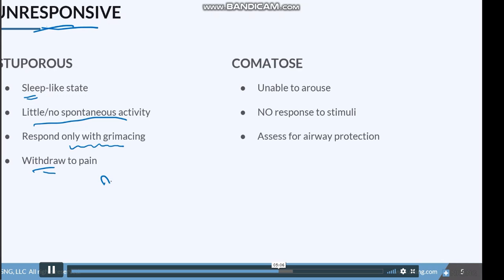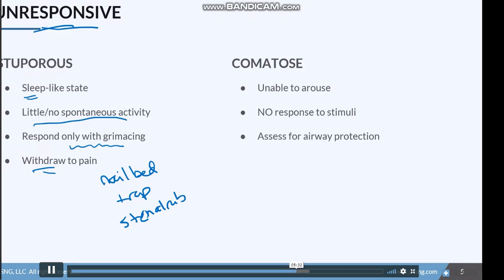Again, we'll start with things like nail bed pressure, trap squeezes, or sternal rubs. And it just depends on how they're responding. But the amount of response we get from a stuporous patient is very, very minimal. They're not going to open their eyes. They're just going to pull away and maybe grimace to pain. Again, we do use the increasing level so we can give them the best credit.